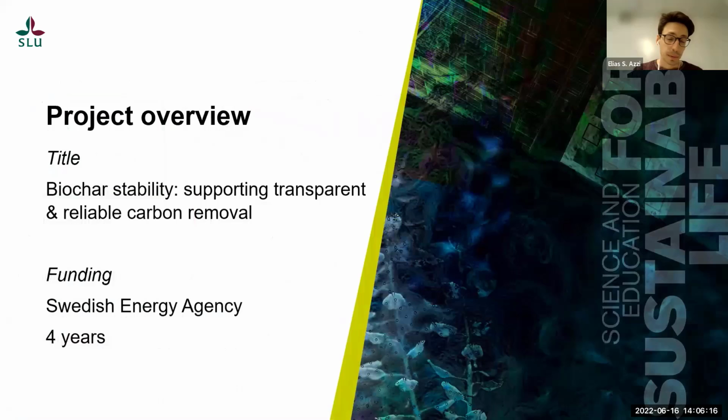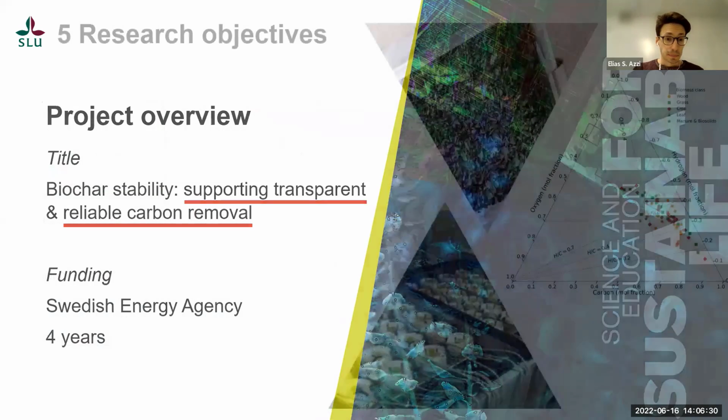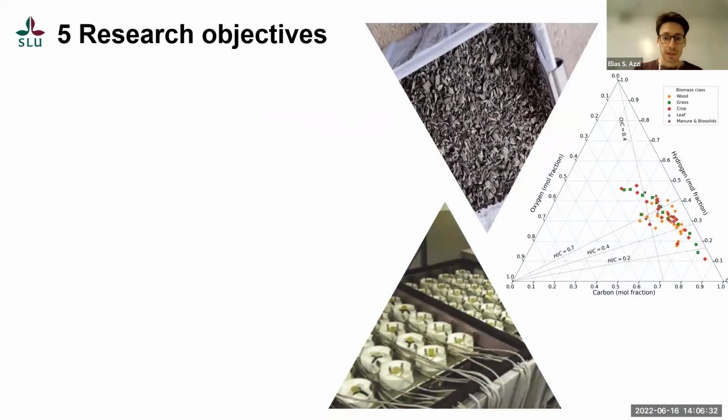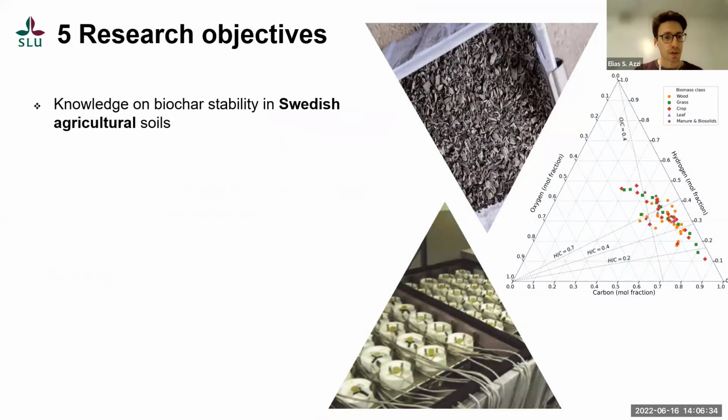That's why I'm very happy that we got funding from the Swedish Energy Agency to carry out this new project called Biochar Stability, Supporting Transparent and Reliable Carbon Removal. We have 5 research objectives for our 4-year project. The first one is to increase knowledge on stability in Swedish agricultural soils, with their very specific climate that has not been studied so much.